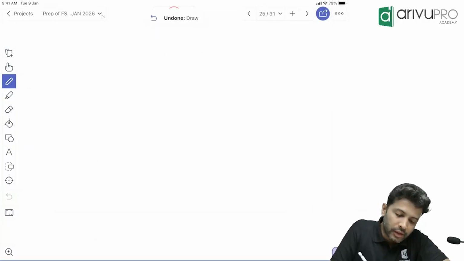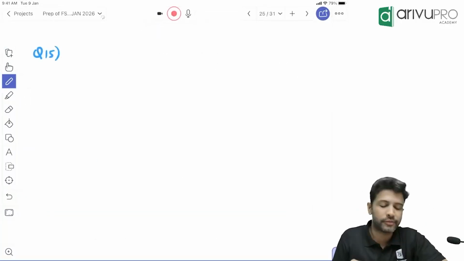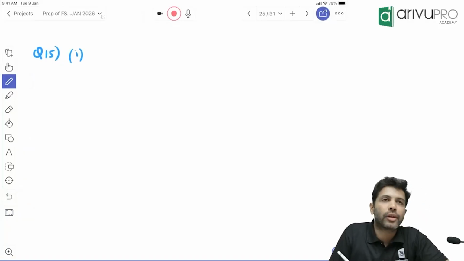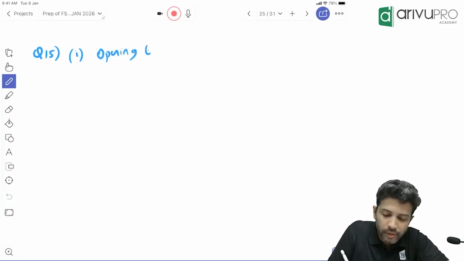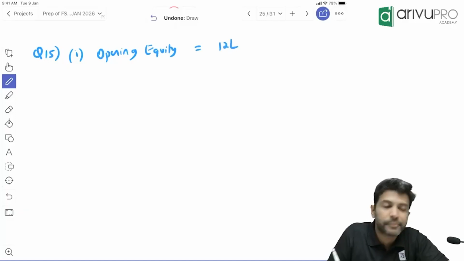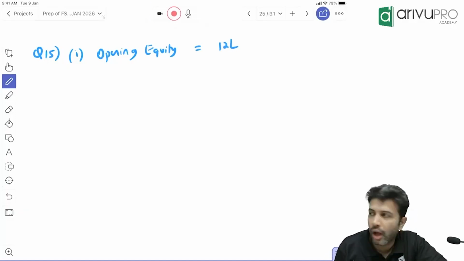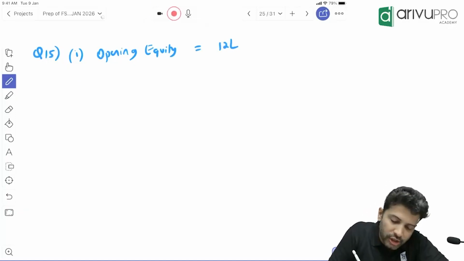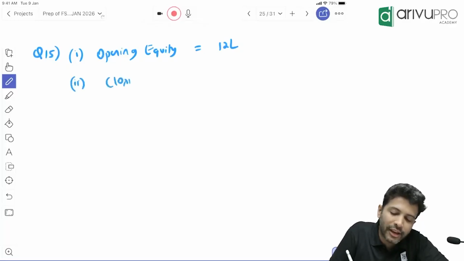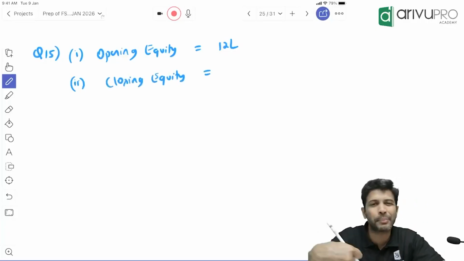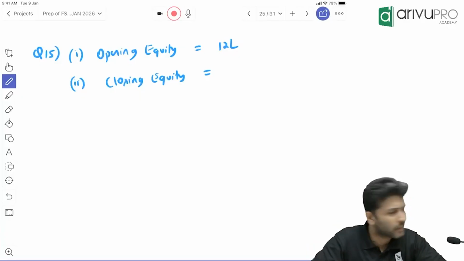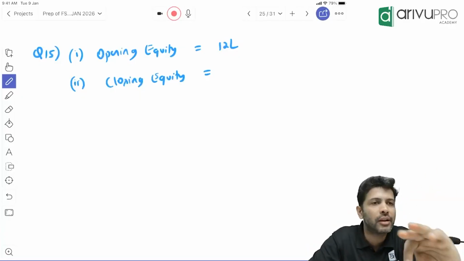We will solve it. Okay, question number 15. First, people, can you tell me what is the opening capital? Opening capital, I'll call it opening equity. How much is opening equity? 12 lakhs. This is given. Any problem? Okay, everyone. Second one is find something called closing equity. Basically, capital. We're just calling it equity because that's where ICAI present their solution. So I'm using the same name. You can simply also call it opening capital and closing capital.